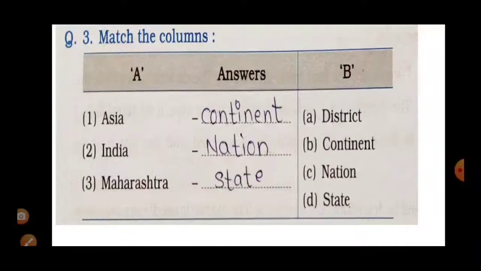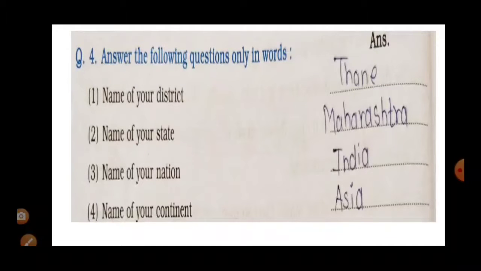Next question, question number 3, match the column. For number 1, Asia, answer is continent. Number 2, India is a nation. Answer is nation. And third one, Maharashtra, it is a state. Answer is state. Question number 4, answer the following questions only in words. Name of your district, that is Thane. Number 2, name of your state, Maharashtra. Number 3, name of your nation, our nation is India. And number 4, name of your continent, Asia.